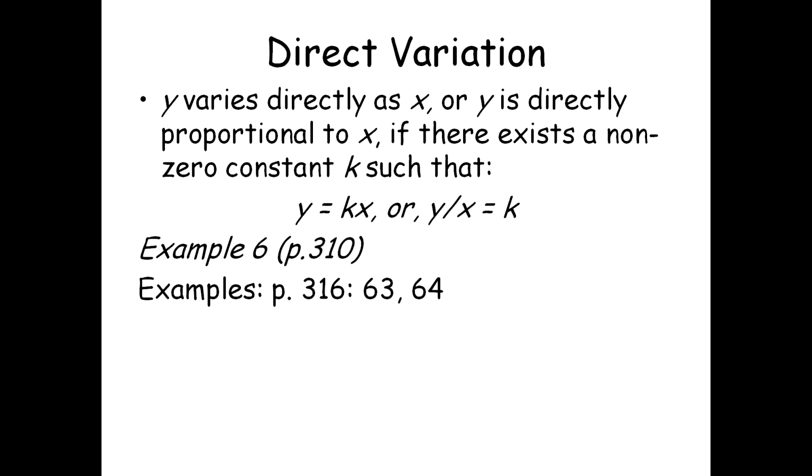The next topic that we want to talk about is direct variation. Now, direct variation takes the form of this statement. If y varies directly as x, or y is directly proportional to x, that would be the case if there exists a non-zero constant that we'll call k, such that y equals k times x, or y divided by x equals k. So if you look at example 6 on page 310, this illustrates this factor.